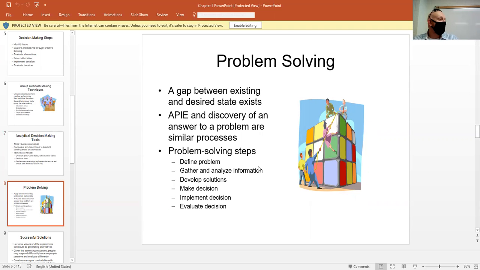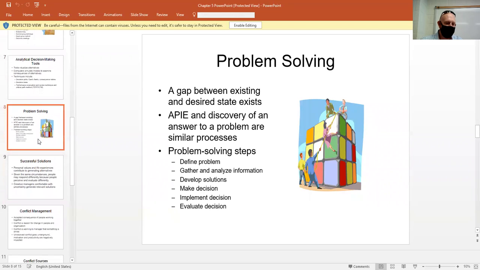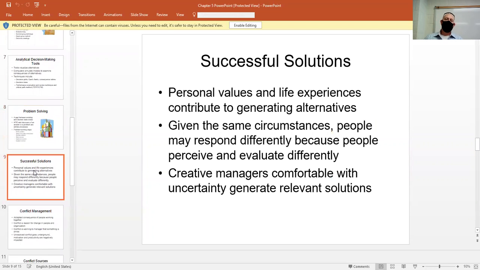Once we implement our plan, we evaluate it to see if it worked. Did they reach their goals? Did they reach their objectives? Was it too easy? Was it too hard? What was the outcome? What do we need to do moving forward? Same thing when we're problem solving at work. We look at the same things. Well, what we want is to reach successful solutions.